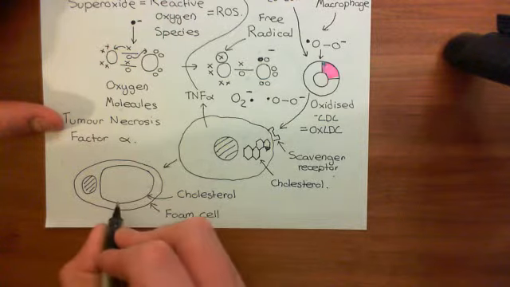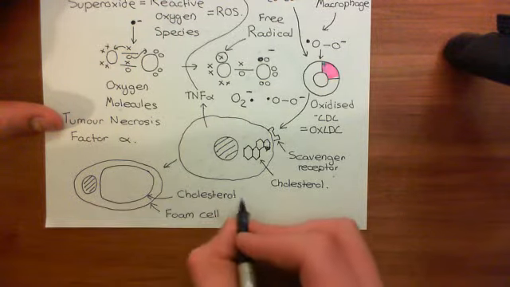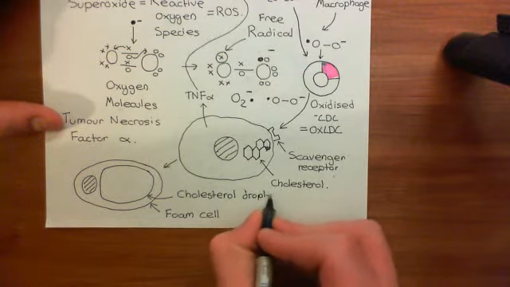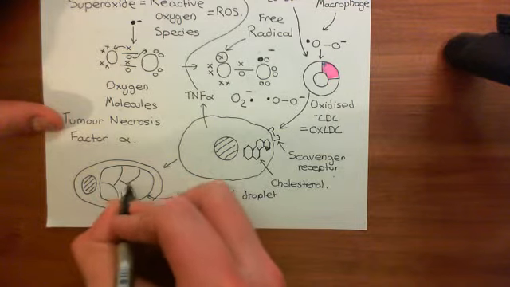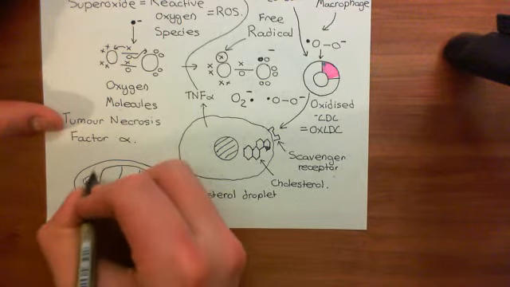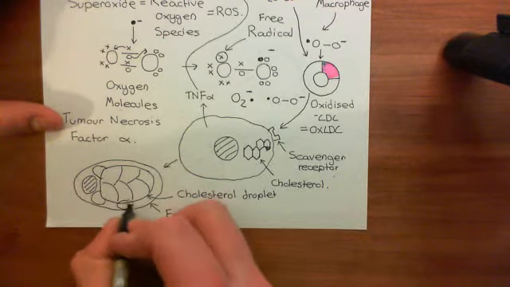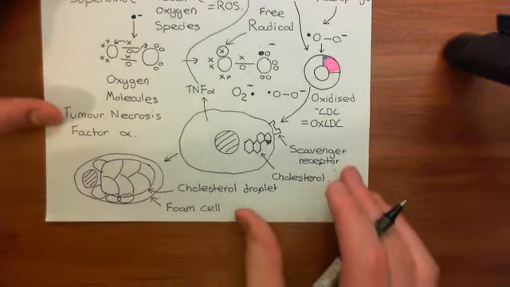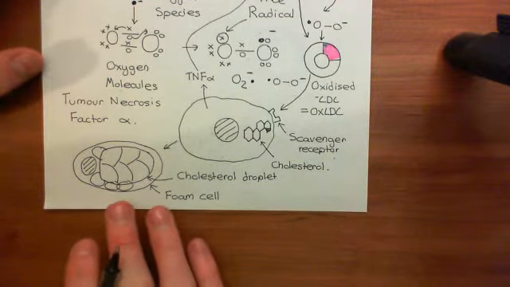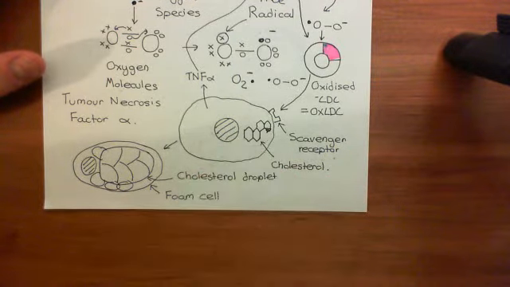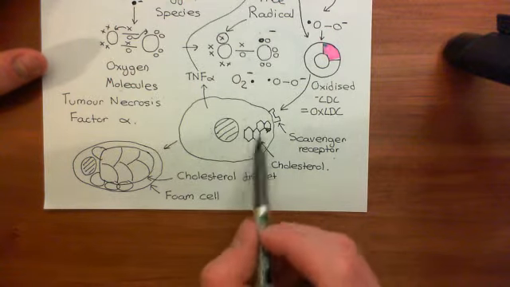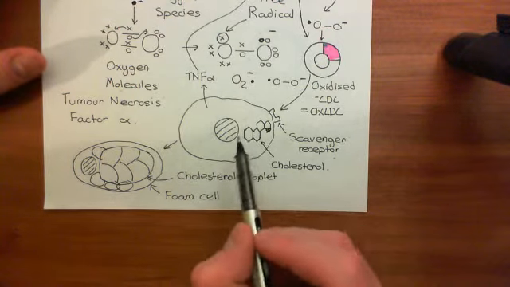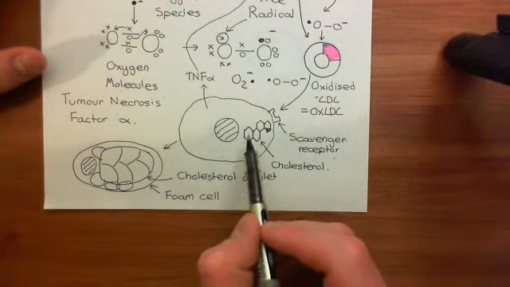And although I've drawn just one, in reality it's multiple droplets. So this is a cholesterol droplet. If you imagine, let me try and split this into multiple droplets, you can hopefully start to see how something like this would appear foamy down a microscope. So that's what a foam cell is, basically. It's one of these macrophages, and you can actually make them from smooth muscle cells as well, which we'll discuss in a moment. It's one of these macrophages which has taken up too much cholesterol and has been reduced to storing it in droplets within its cytoplasm.